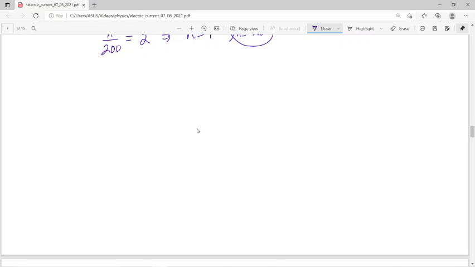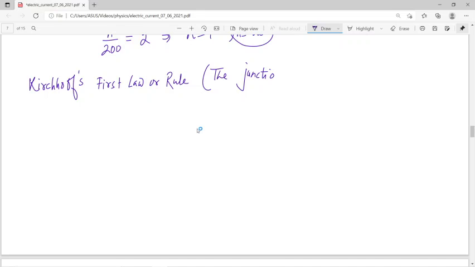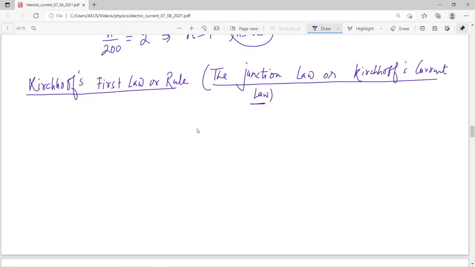So the thing is that the first law is called Kirchhoff's first law, or you can say rule, whatever it may be. It is the junction law, or Kirchhoff's current law. This is Kirchhoff's first law, junction law, or Kirchhoff's current law.